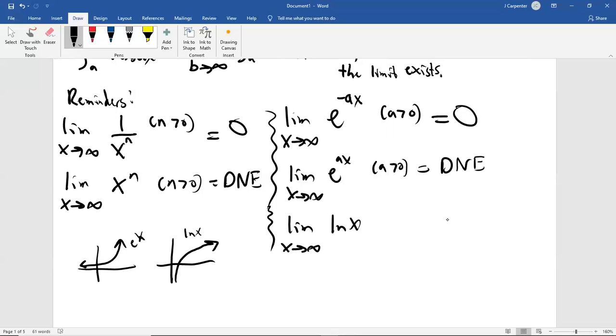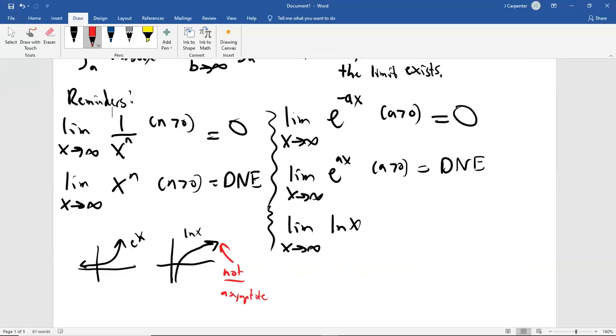But that quick growth of exponentials is instead slow growth for natural logs. But this is not an asymptote. This right here is not an asymptote, which means it's not flattening out. It is growing. It's just growing very, very slow.